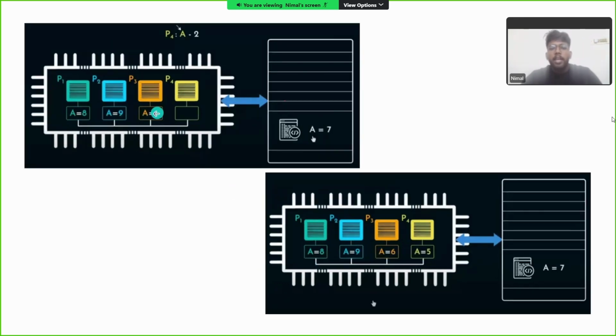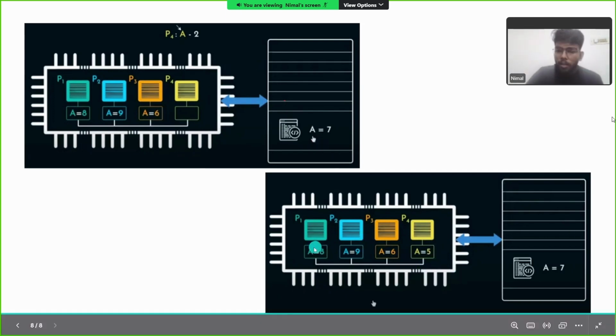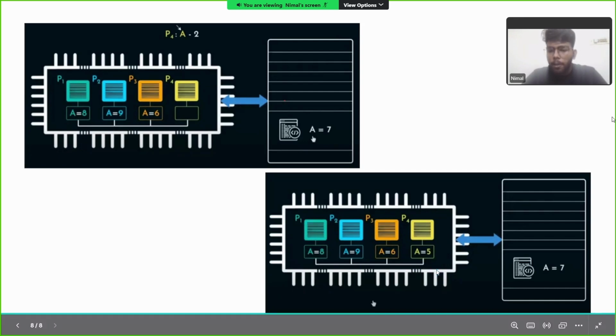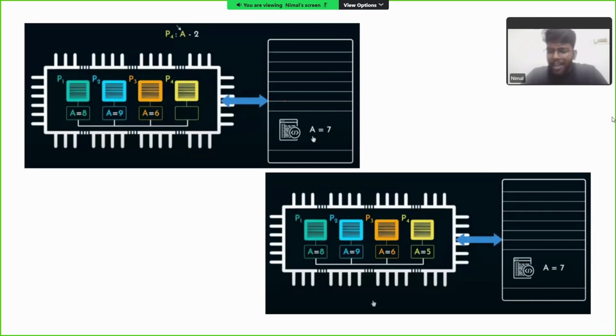So similarly, processor 3 gets the data, subtracts 1 from it, and changes it to 6. And processor 4 gets the value of A and subtracts 2, and we get the final processor private cache values as these. So whenever we come across the solution, as we saw in the cache coherence definition, all the caches must have the same values, but here they are different.